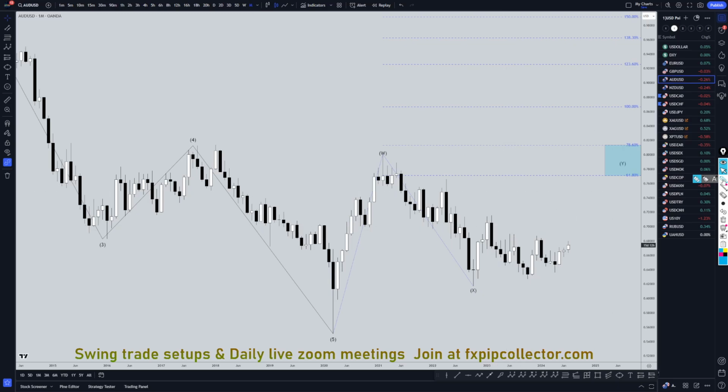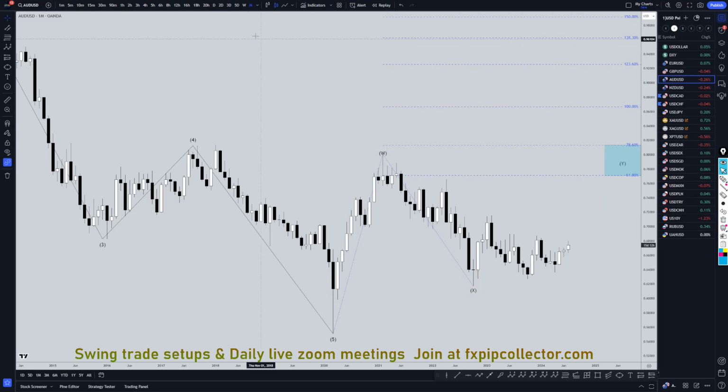Today is Tuesday, July 16th, and I'm going to be analyzing the Aussie US dollar, starting on the monthly, working my way down to the 1 hour time frame. So, with the monthly time frame, I'm still expecting this to go up and make a wave Y, which is part of this three waves of W, three waves of X, and three waves of wave Y on the monthly time frame.